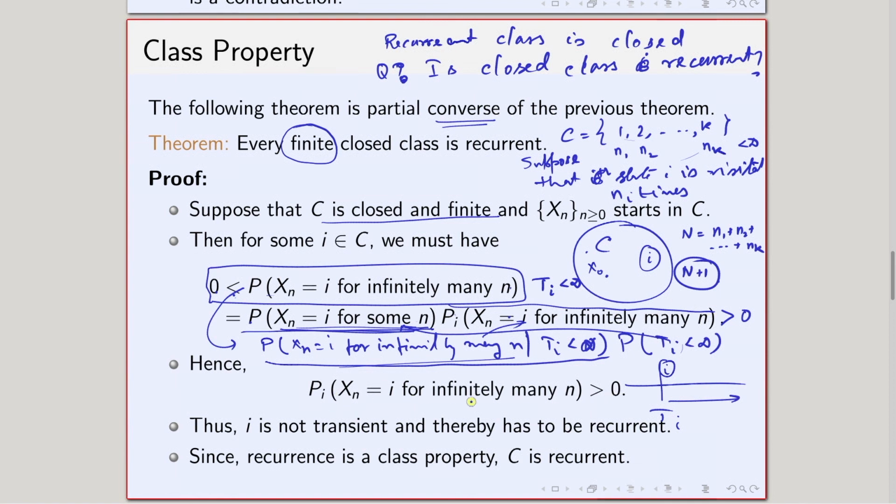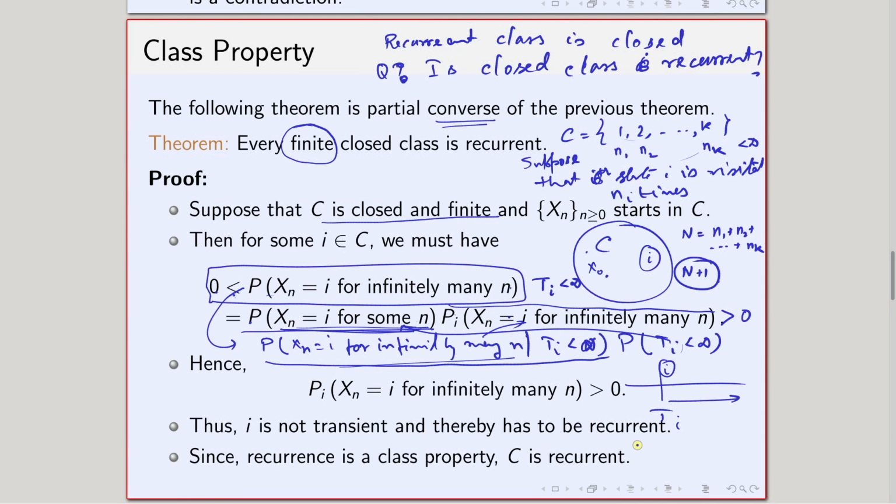So that means that I is not transient, because just recall that I is transient if and only if this probability is exactly equal to 0. So this probability is strictly greater than 0. That means I is not transient.